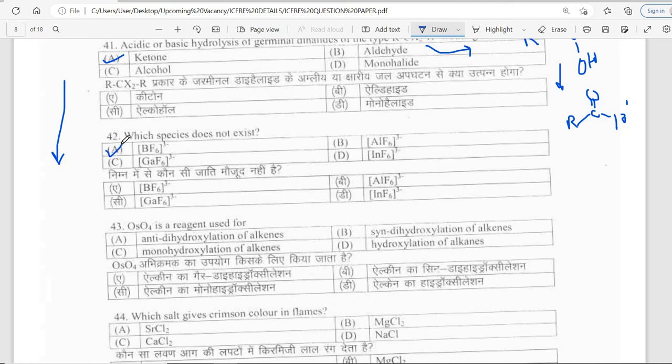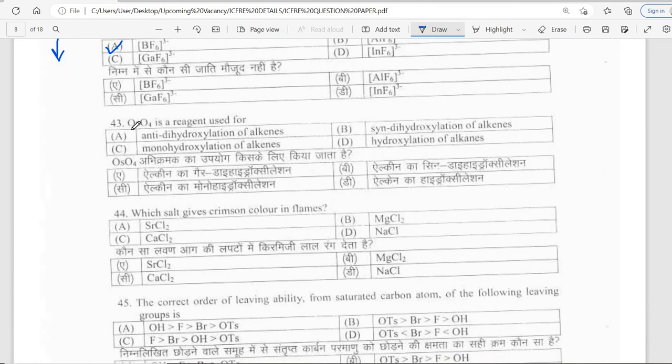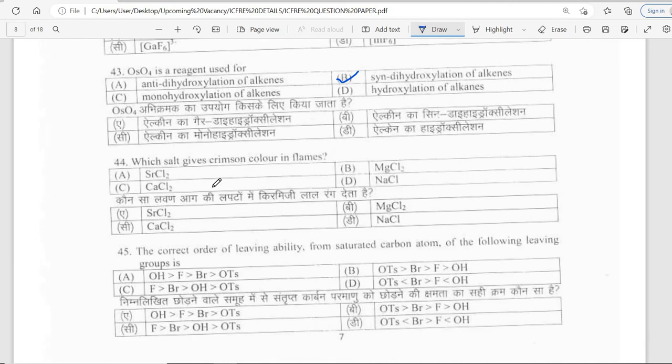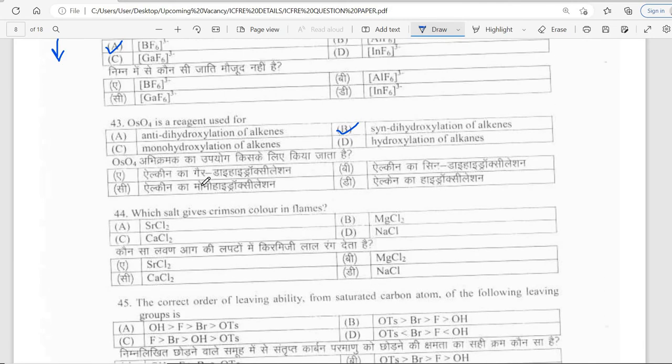And OsO4, osmium tetroxide, is a reagent used for hydroxylation, and also syn hydroxylation of alkenes. If we do the trans hydroxylation or anti dihydroxylation, in that case we have to use the mCPBA reagent.